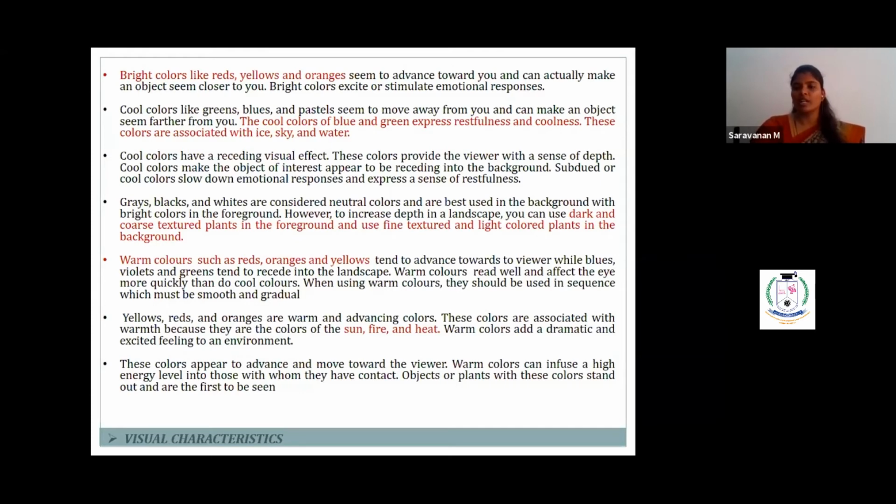Warm colors read well and affect the eyes more quickly than the cool colors. So warm colors are used for a sequence, which might be smooth and gradual. Yellow, red, and orange are the warm colors. These colors are associated with warmth because they are the colors of sun, fire, and heat. They can infuse a high energy level into the objects. So plants whose colors stand out are the first to be seen.